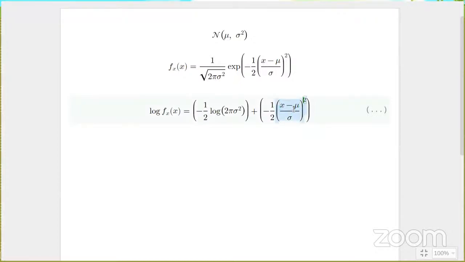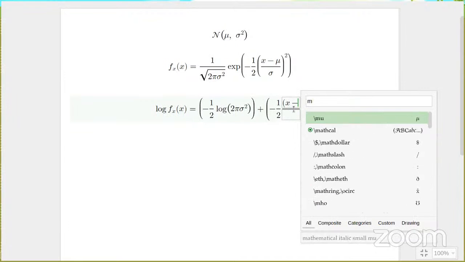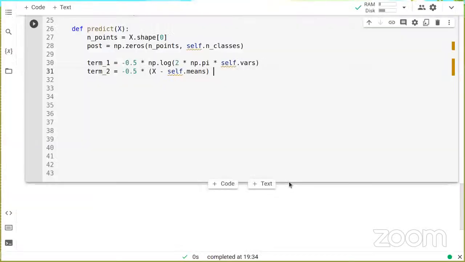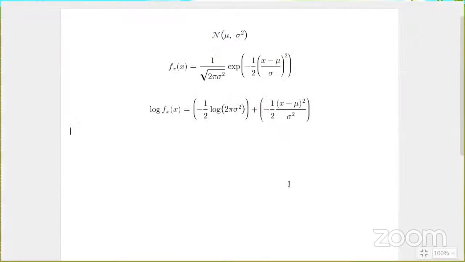I'll just rewrite this as x minus mu whole square by sigma square. You'll see why I'm doing this. I'm doing this slight change so that my numerator can be something like this: x minus mu whole square divided by sigma square. Sigma square is variance, right?